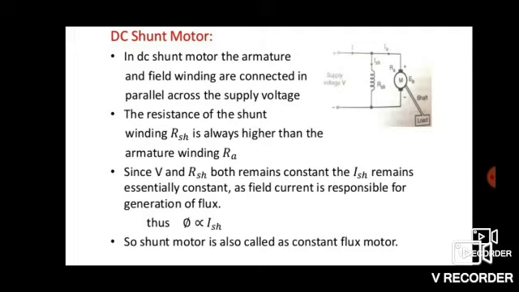The resistance of the shunt winding RSH is always higher than the armature winding RA. Since V and RSH both remain constant, the ISH remains essentially constant. As field current is responsible for the generation of flux, phi is proportional to ISH, that is, phi is proportional to IF in shunt motor. So shunt motor is called a constant flux motor.